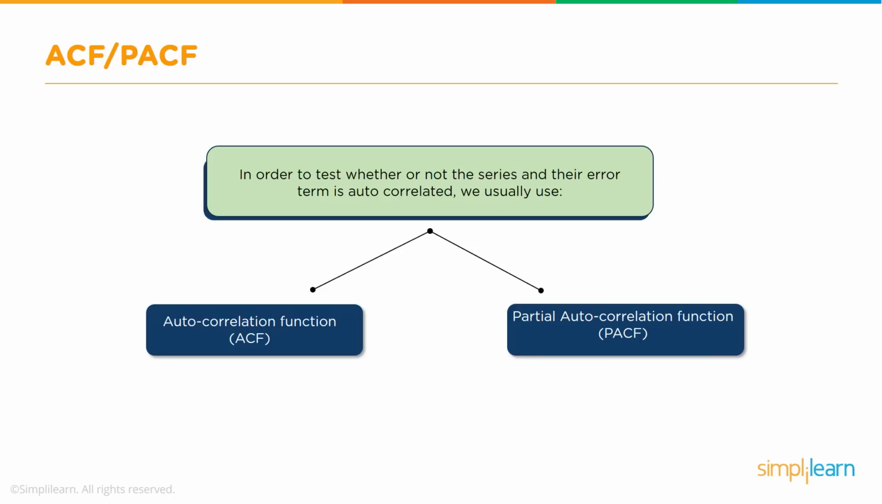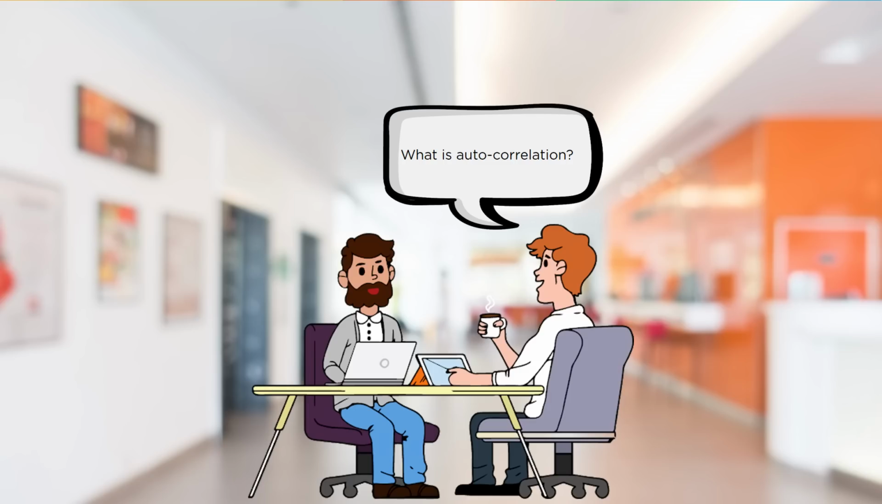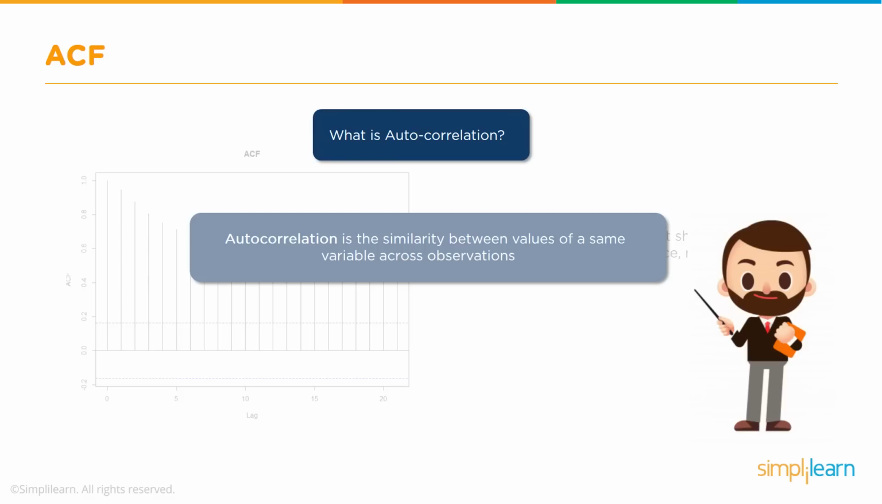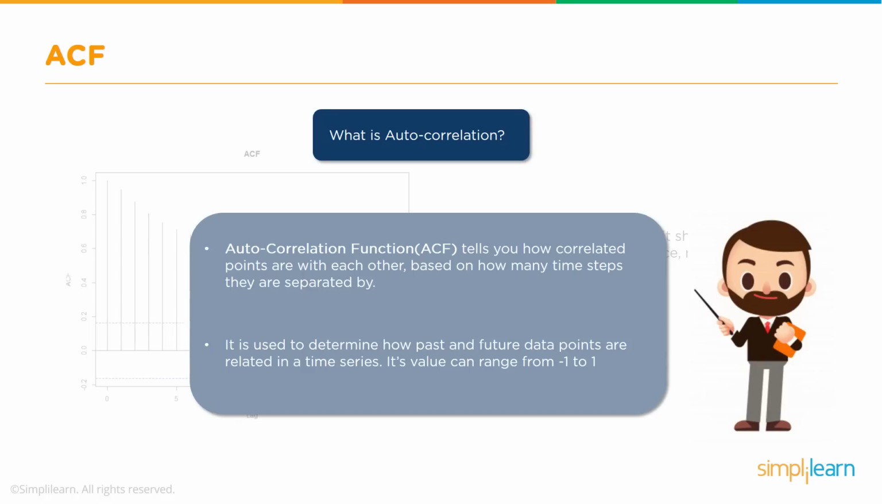Now, in order to test whether the data is stationary or not, there are two important components that are considered. One is the autocorrelation function and the other is the partial autocorrelation function. So this is referred to as ACF and PACF. Right. So what is autocorrelation and what is the definition? Autocorrelation is basically the similarity between values of the same variable across observations, as the name suggests. Now, how do we actually find the autocorrelation function value, right?